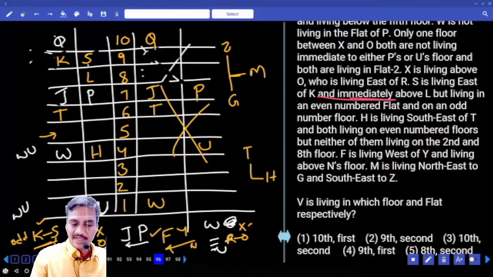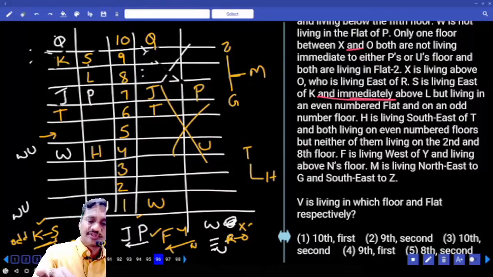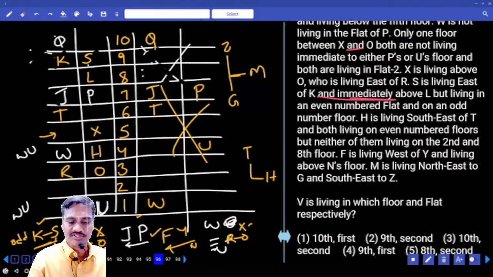Then what is the next one we have? J and P, X, O and R. Where can we have this X and O? X is above this O, with one floor between X and O. So X and O must be on the 5th and the 3rd floor. Now X is here, O is here, R is here. R, O, H, W, X are done. And K, S, L were done.